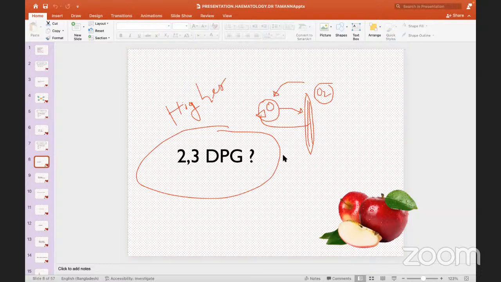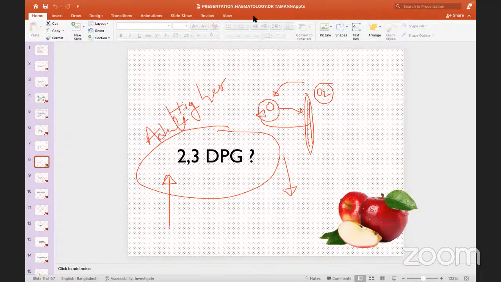And this 2,3 DPG is low in fetal hemoglobin, but it is high in adult hemoglobin. That is why oxygen loading, unloading is very easy in fetal hemoglobin. But oxygen unloading is one-sided in case of adult hemoglobin. Once oxygen is unloaded, it cannot go back because of 2,3 DPG. So remember, 2,3 DPG is high in case of adult, not children.